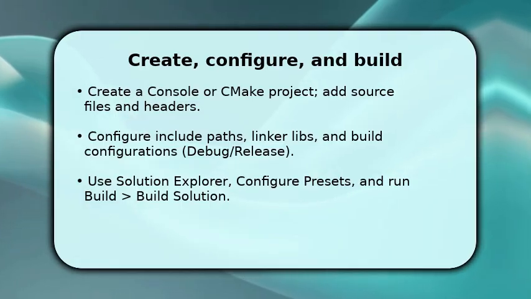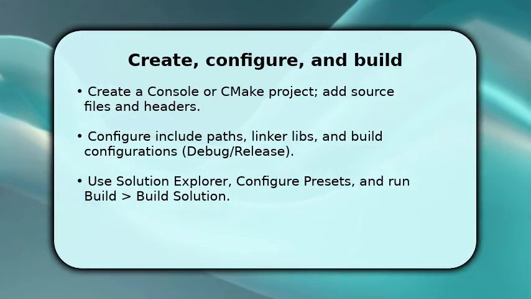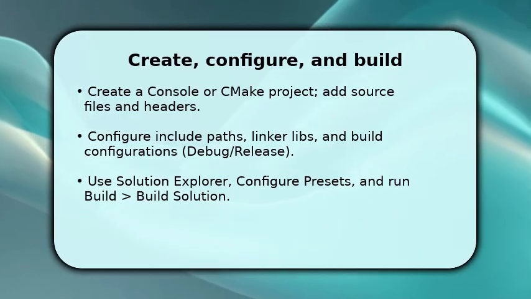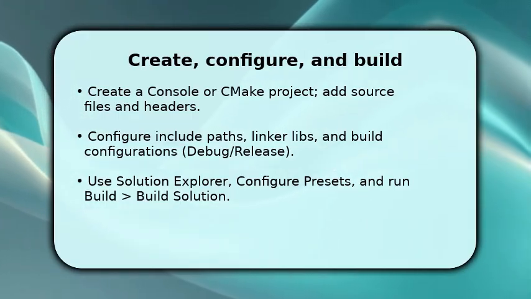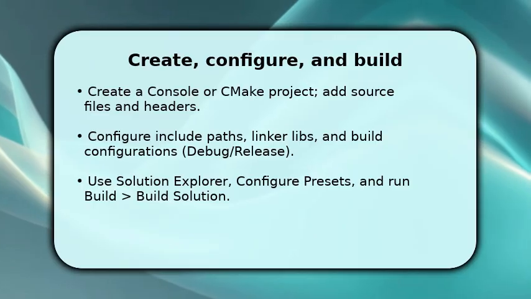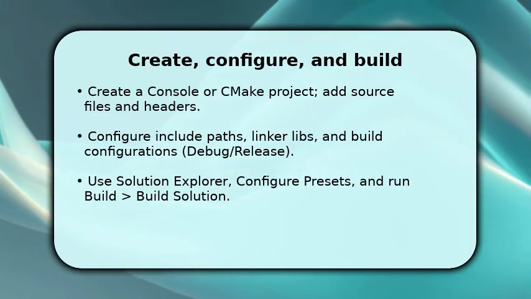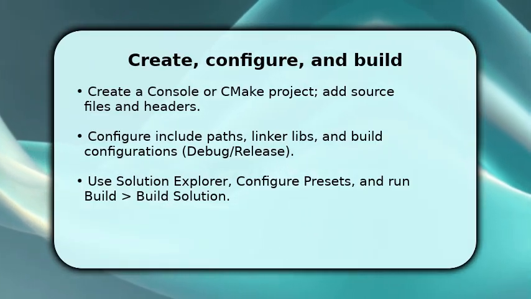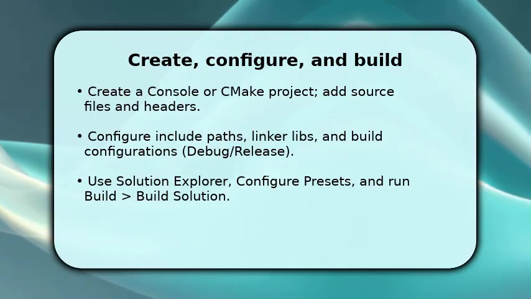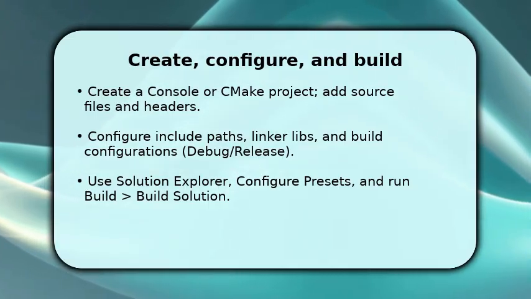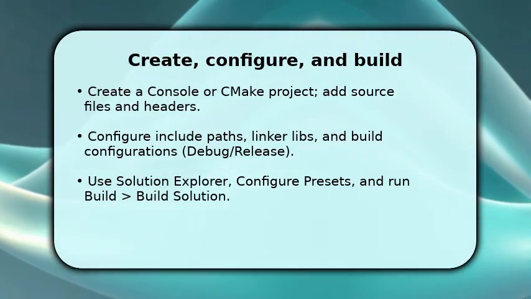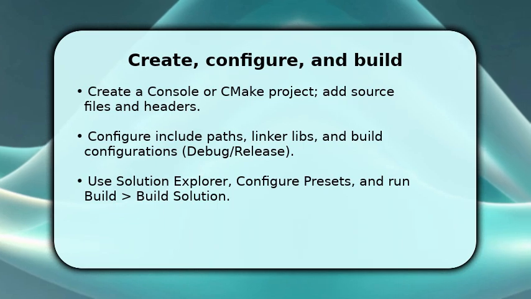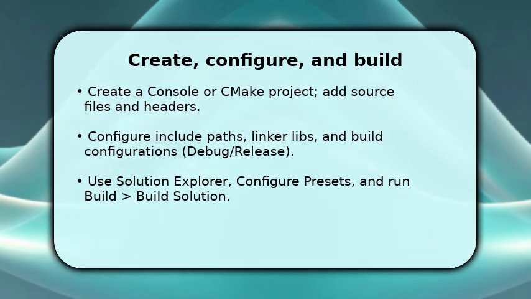Then configure include paths and linker libraries in project properties or CMake lists so dependencies resolve at build time. Switch between debug and release to control optimizations and symbols. Use Solution Explorer to organize files, set startup project, and run build solution. This compiles sources, links objects, and surfaces errors to fix iteratively.